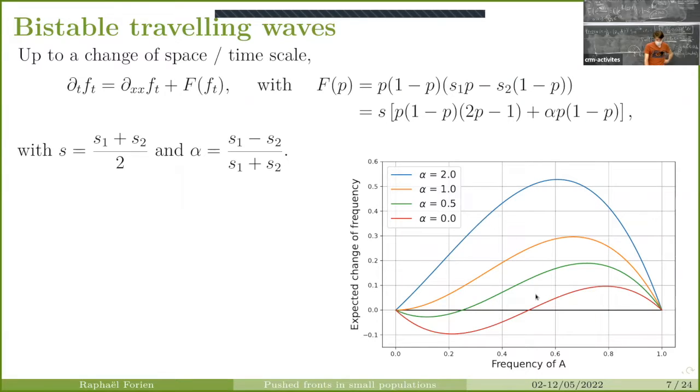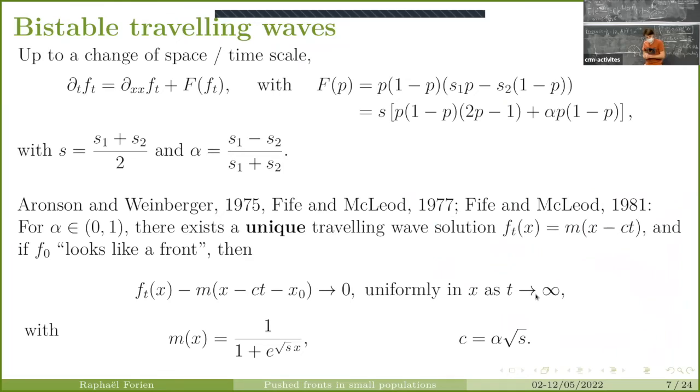And from now on, I'm going to assume that I'm in one spatial dimension. And for this, we know from works in the 70s and the 80s that, for alpha between 0 and 1, and so that's the bistable case, there is actually a unique traveling wave profile, which, with a very bad choice of notation, I'm going to denote M. And so there's a unique M and c such that f_t of x equals M of x minus ct is a solution.